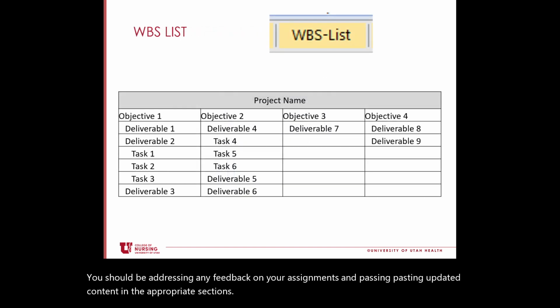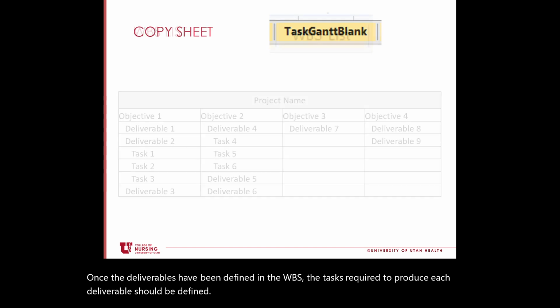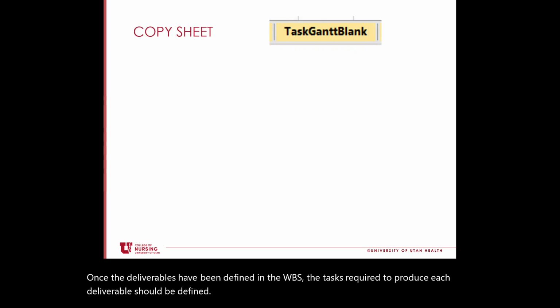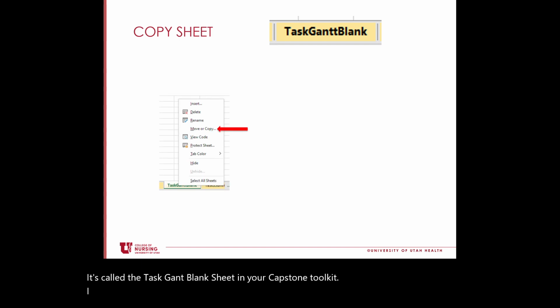Once the deliverables have been defined in the WBS, the tasks required to produce each deliverable should be defined. I have included a tool to help you create your task list. It's called the Task Gantt blank sheet in your Capstone Toolkit. I suggest you create a copy of the sheet and work in the copy. That way you can delete the copy if you want to start over.